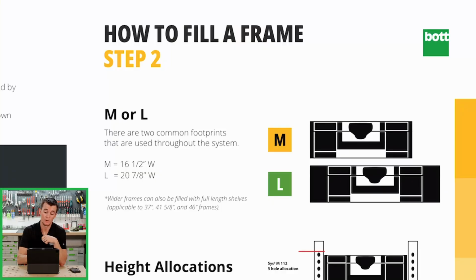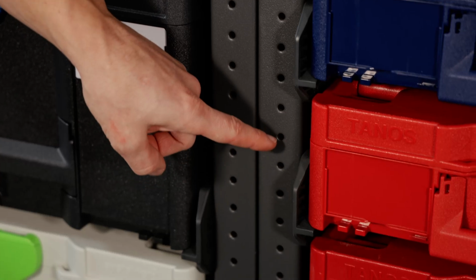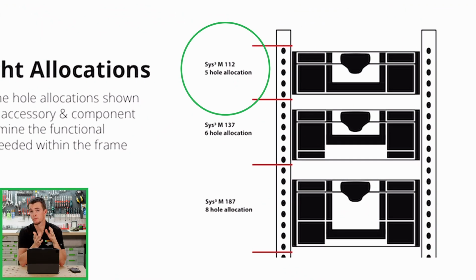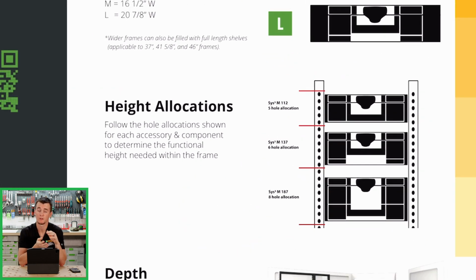The next thing you need to know is the height allocation for each item you're putting within a frame. If you look at the front of the frames, there are holes every 1 inch in height. And what we've done for you is we've gone through and figured out how many holes each item consumes, whether that be a sustainer, a drawer, the wire basket, a shelf, etc.